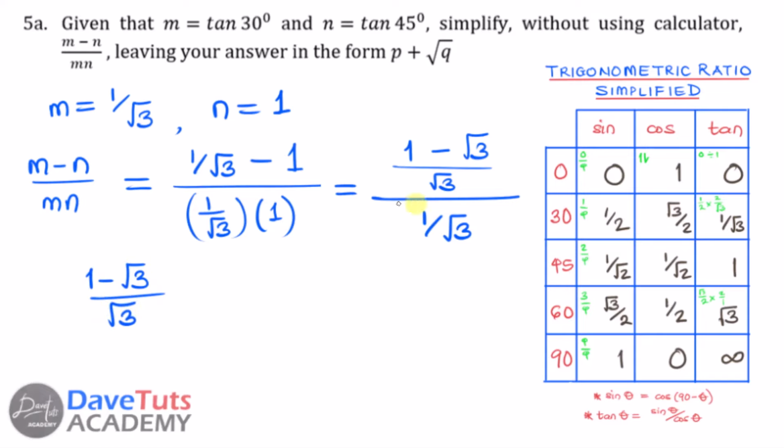Now this is divided by 1 over root 3, but if we want to solve this, we need to reverse and turn this to multiplication. So I can just say that what I'm having is multiplied by root 3 over 1, and this is as good as it gets. You can see that root 3 will cancel out, such that this is going to be nothing but 1 minus root 3. So the solution to evaluate m minus n over mn is quite simple.